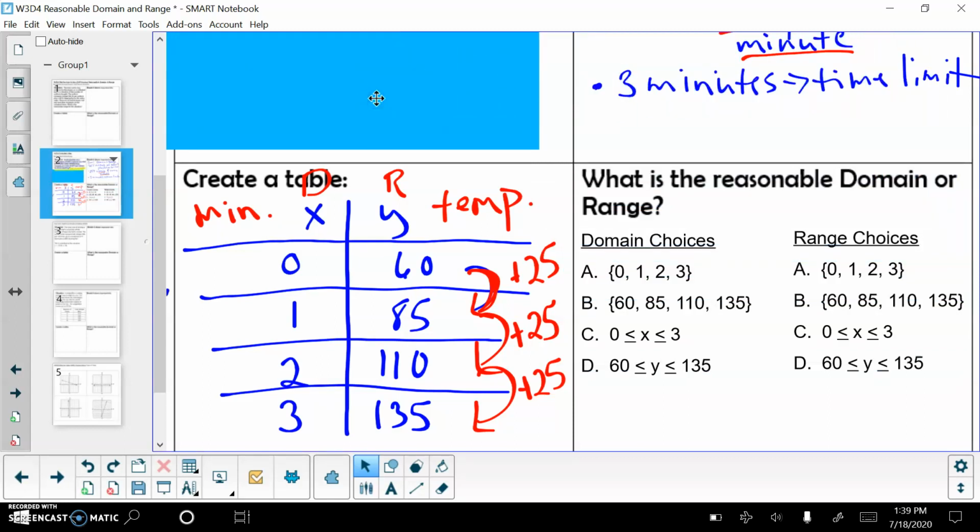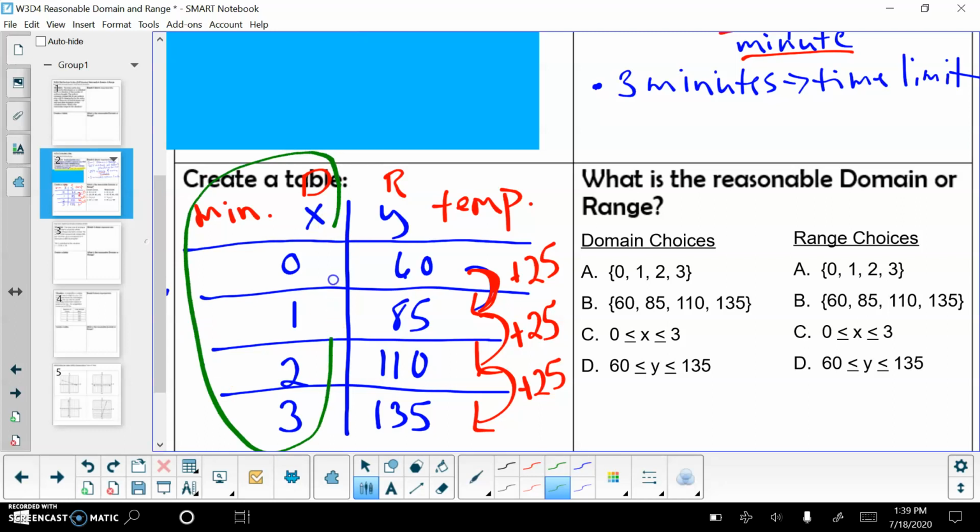Okay, it says, what is the reasonable domain or range? So if I try to look at what's going on here, I've got domain choices and I've got range choices. Now that's one reason why you label. I've already got, I'm going to do it in green, that my X side is my D. So here's my domain. So if I look at here, I know that those values are involved. So it might be A, those got good values, but B has definitely got the wrong values. So I'm going to mark that off.